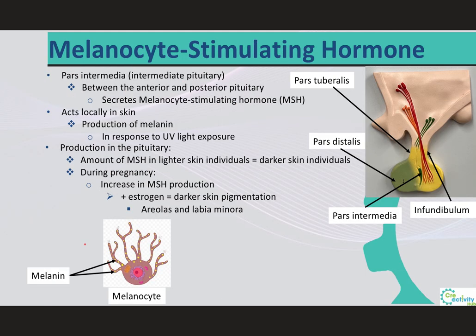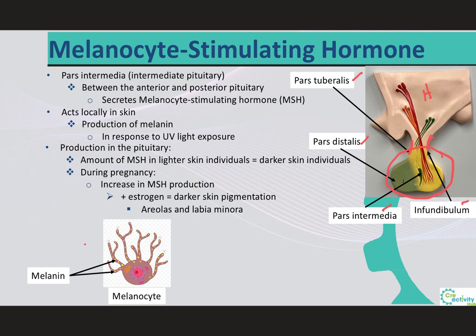Now we're going to be covering the next hormone, which is the melanocyte stimulating hormone. First, let's talk a little bit about the anatomy of the anterior pituitary, which can be divided into three different parts: the pars tuberalis, the pars distalis, and the pars intermedia. The pars tuberalis is the portion that will surround the anterior aspect of the infundibulum, which is this little stalk over here that will unite the hypothalamus with the pituitary gland.